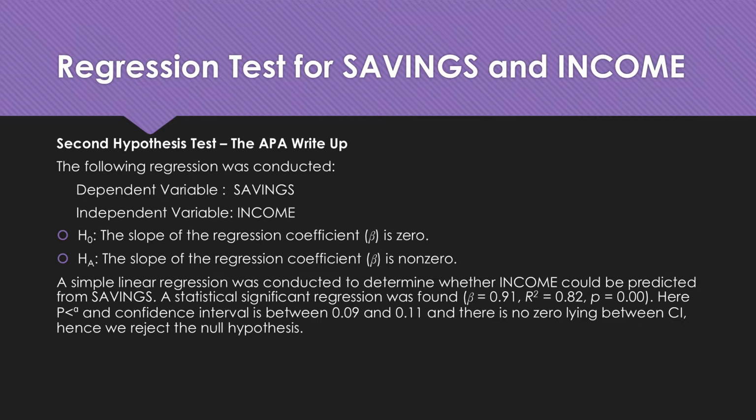When we conducted the PSPP regression testing, here also the beta value we got was 0.91, r square equal to 0.82, and p value equal to 0.00. If you see here, p is less than alpha and the confidence interval between these two variables is 0.09 and 0.11, and there is no zero lying within the confidence interval, so we reject the null hypothesis.